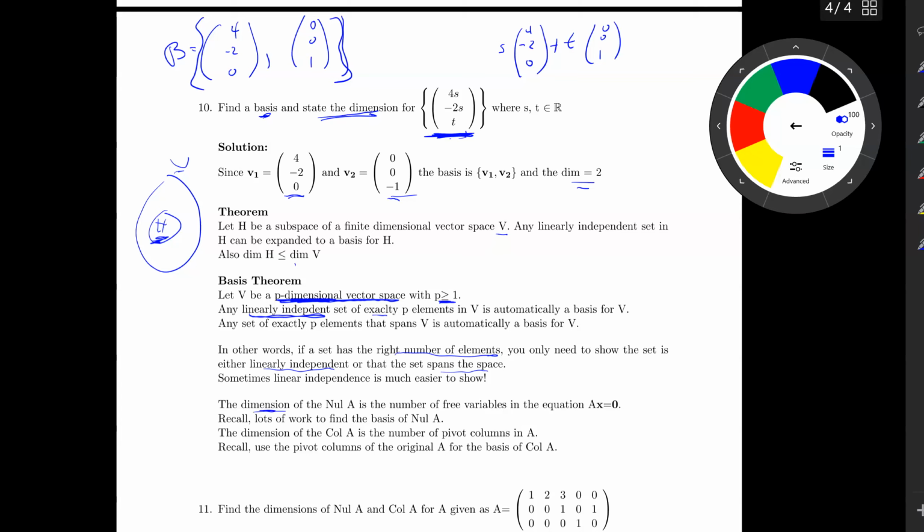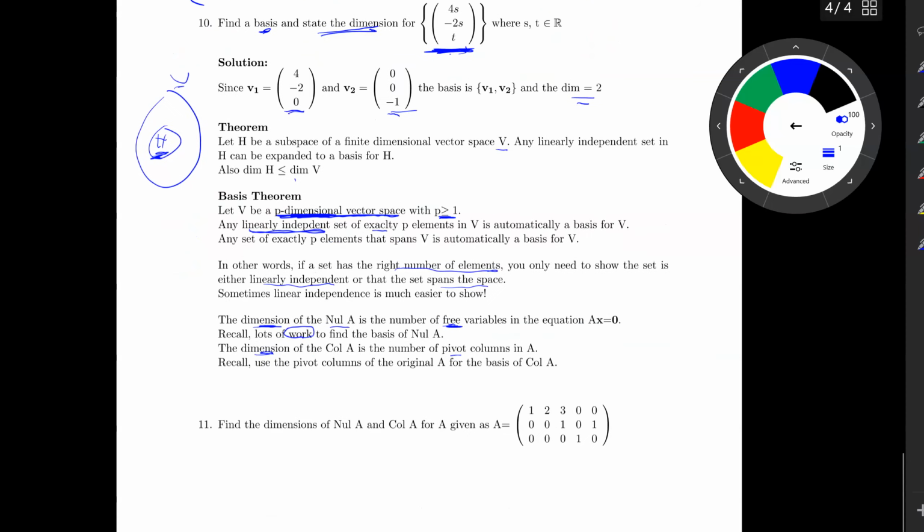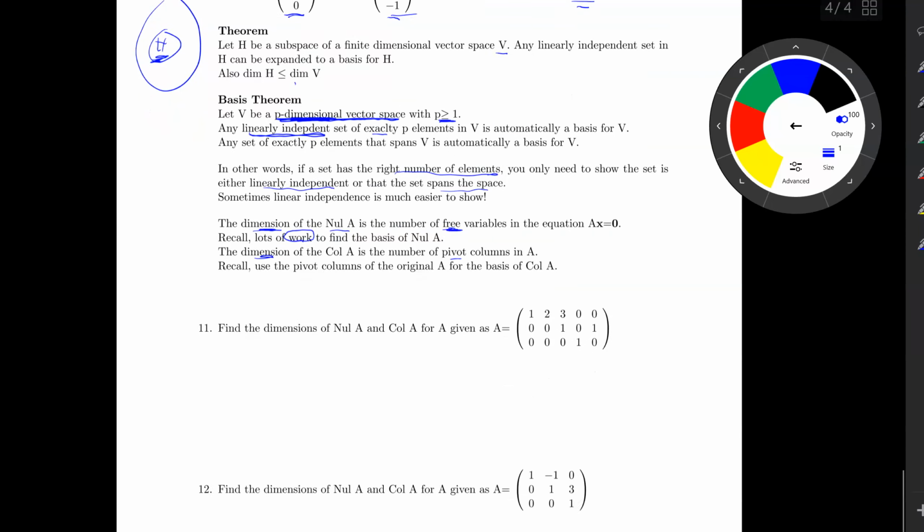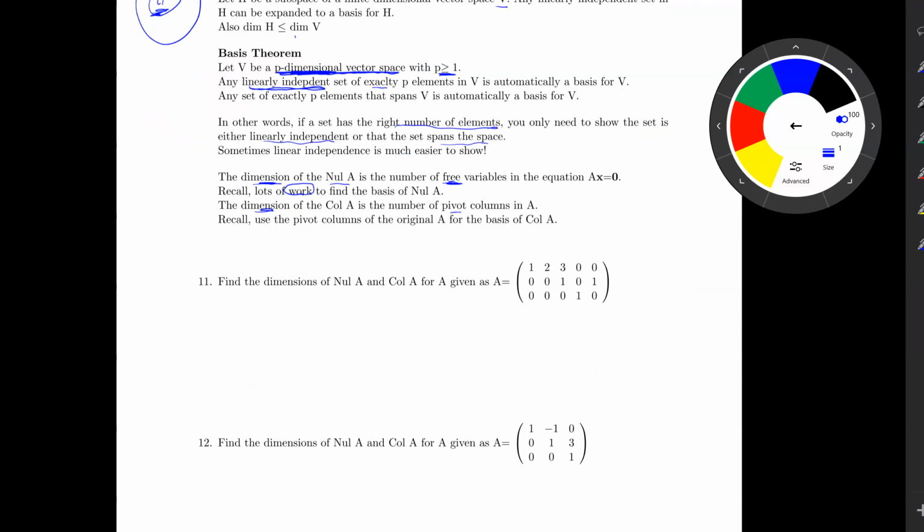So let's talk dimension. The dimension of null A is the number of free variables, right? Because that's how I get the vectors. So remember, it's lots of work to find the basis for null A. The dimension of column A is going to be the number of pivot columns. That's not going to be much work. You just need to find the reduced form, and then you can find the dimension, because you can easily find the pivots.